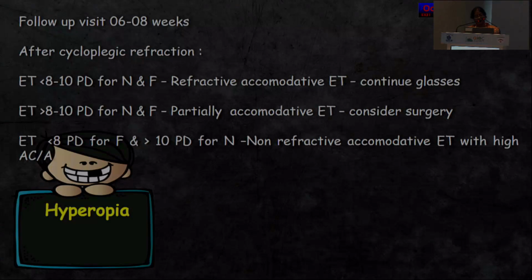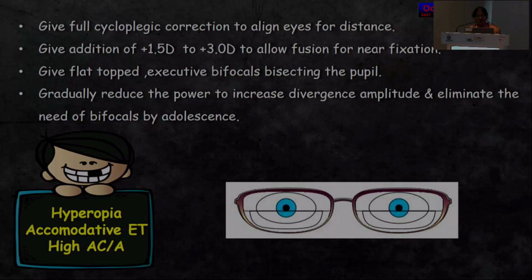And remember that if it is refractive accommodative ET, we need to prescribe full plus. And if the child on follow-up has more than 8 to 10 prism diopters for near and far, it means he has partially accommodative ET. So we have to plan surgery for the remaining amount of esotropia. And suppose the child has less than 8 prism diopters of esotropia for distance, but more than 10 prism diopters for near, then it is a non-refractive accommodative ET with high AC/A ratio. In such patients, you have to consider executive bifocals bisecting the pupil. Always give full cycloplegic correction in hyperopia with ET.